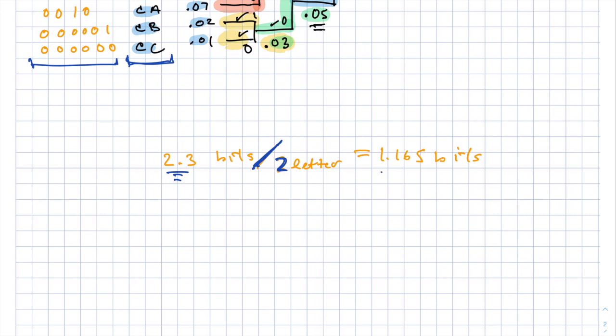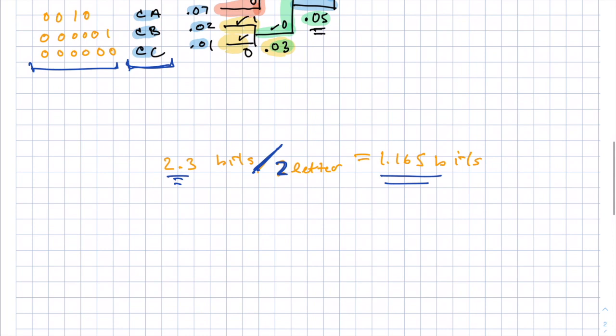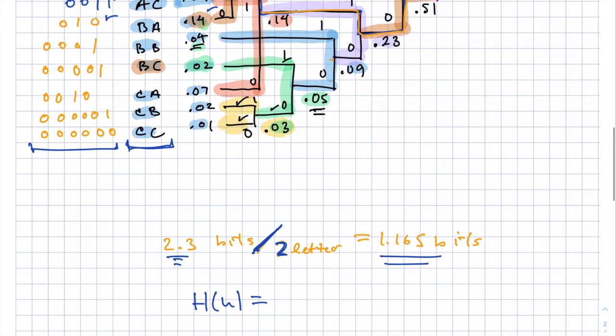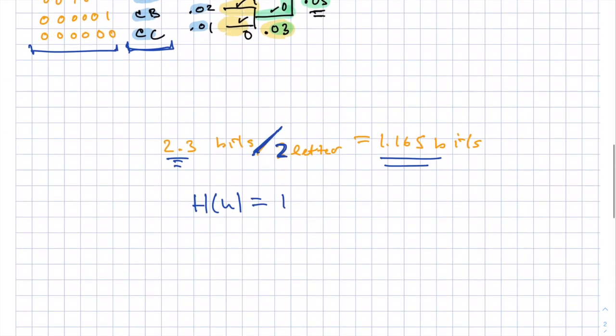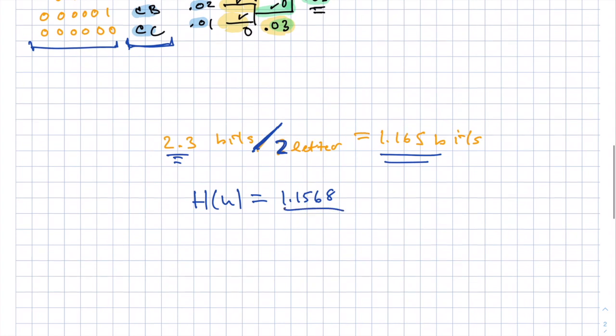And so it works out to be 1.165 bits per letter. And so you compare that to H of u. H of u was 1.1568. We can come up with the efficiency in that case by dividing by n bar over L, where L is the number of letters. And so that would be 1.165.